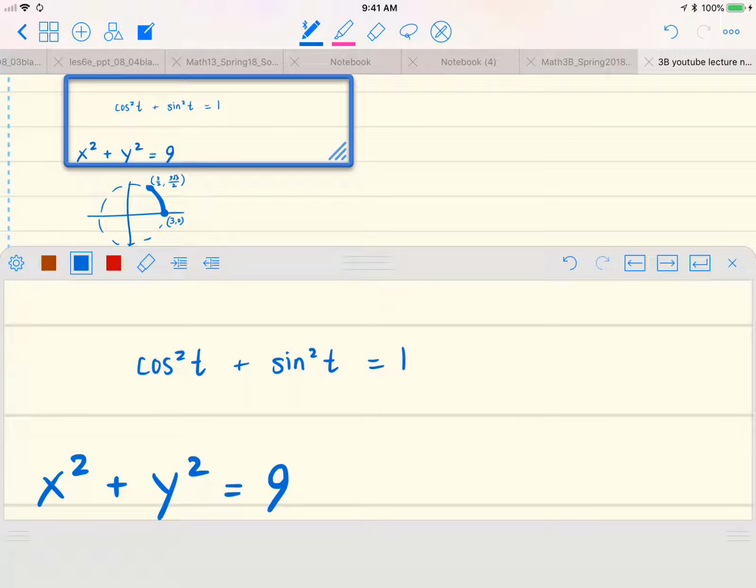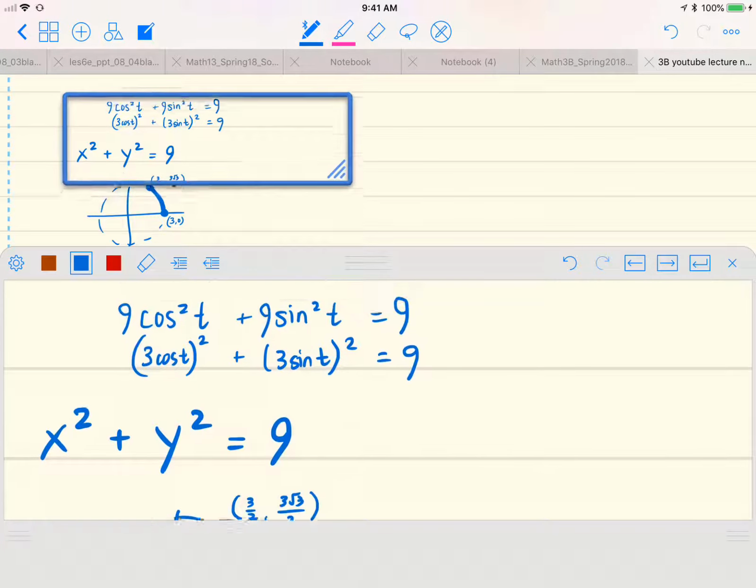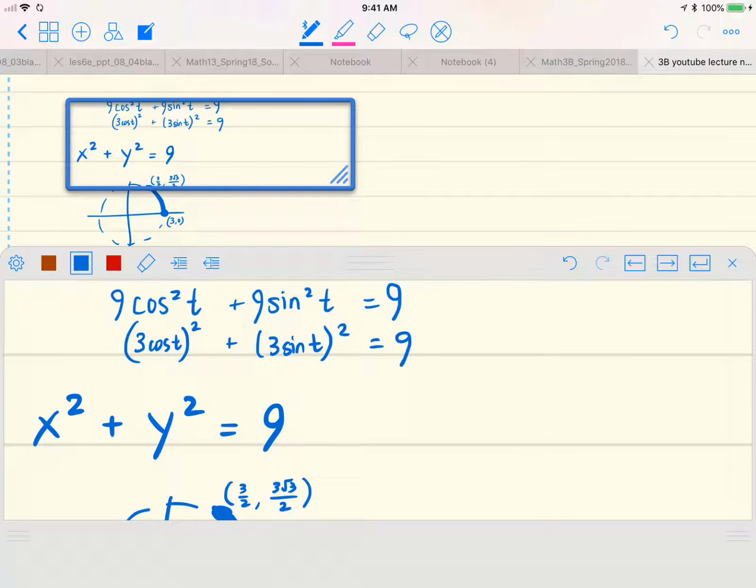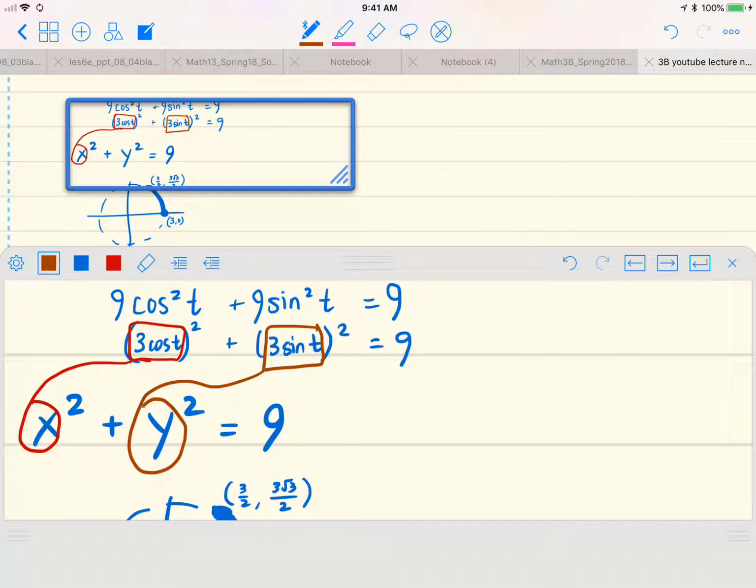So if we want to get this circle that's centered at the origin and has a radius of 3, let's multiply this equation by 9. So now we would get 9 cosine squared t plus 9 sine squared t equals 9. And now it's easy to see that this is the same thing as (3 cosine t) squared plus (3 sine t) squared equals 9. So in order to parameterize this, we'll let x equal 3 cosine t, and we'll let y equal 3 sine t.